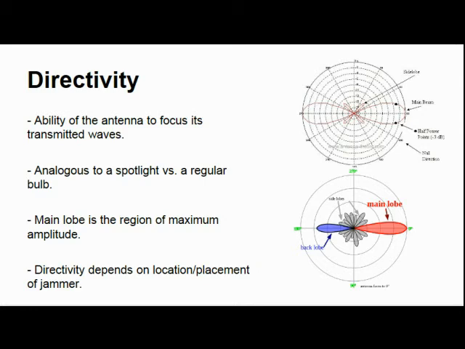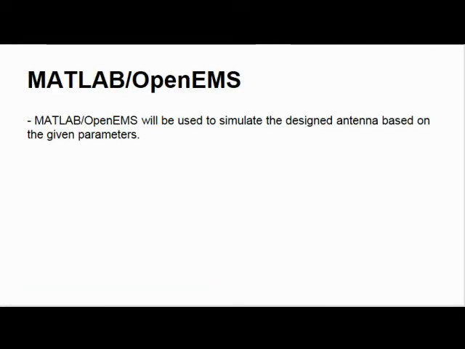Directivity also depends on the location and placement of the jammer. So after taking into consideration all these parameters, the antenna for the jammer we're designing will be simulated using MATLAB and OpenEMS.